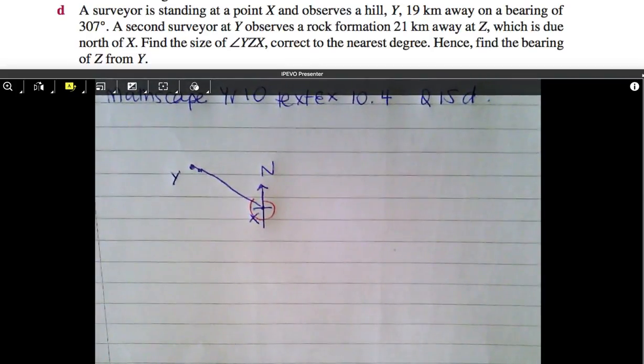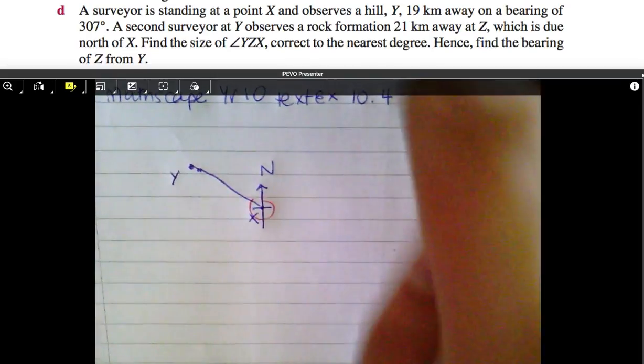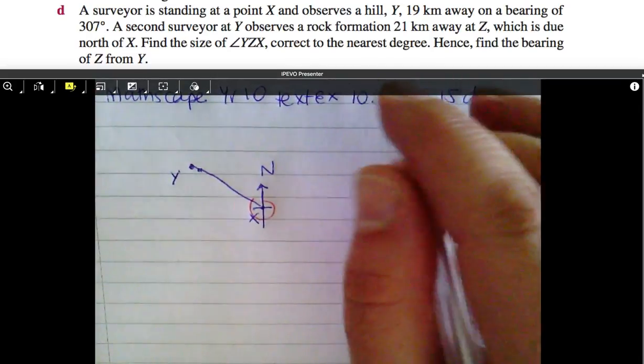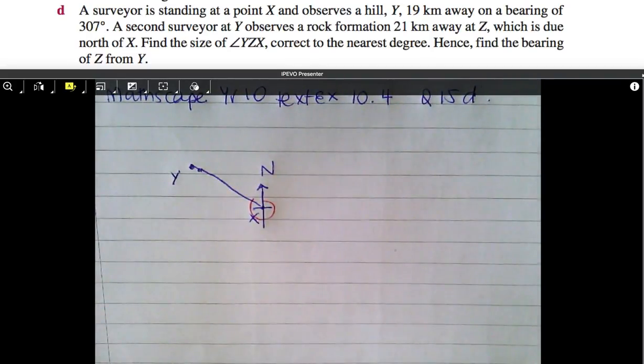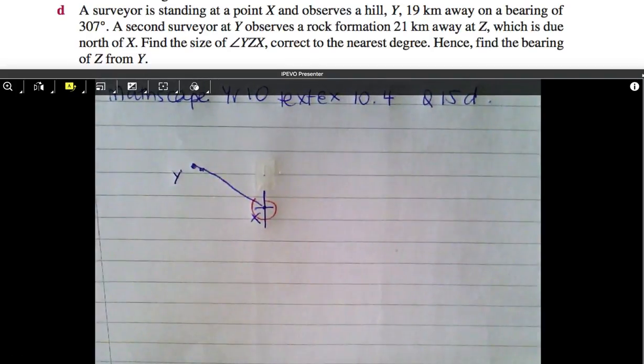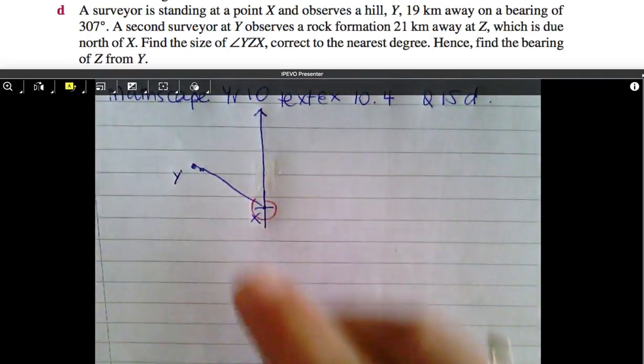A second surveyor standing at Y looks at a rock formation which is 21 kilometres away at Z, and Z happens to be due north of X. I'm going to extend this north line all the way up here.